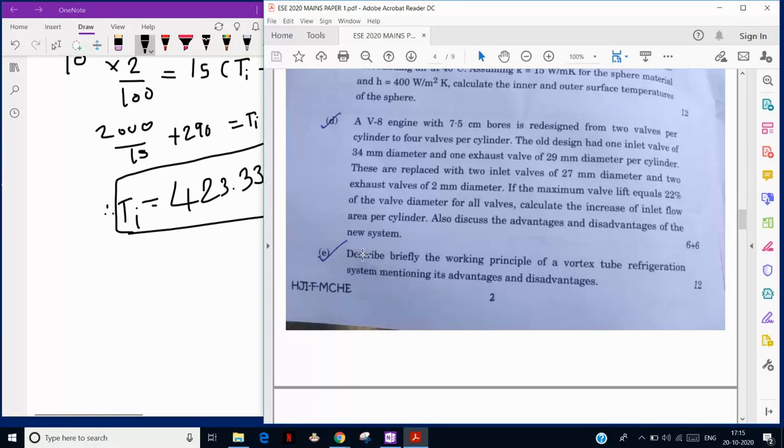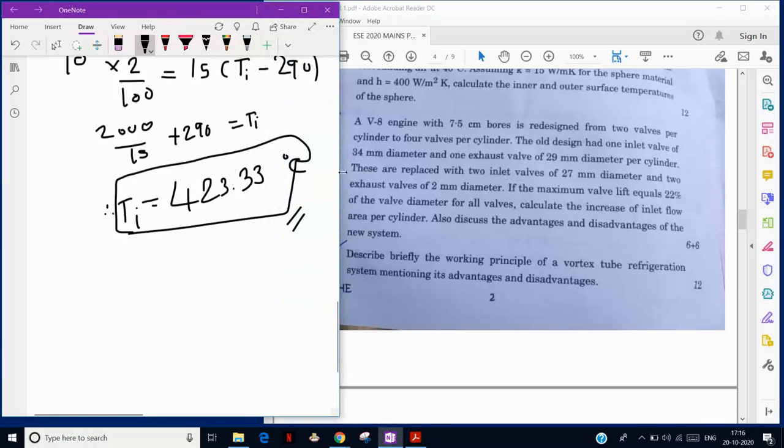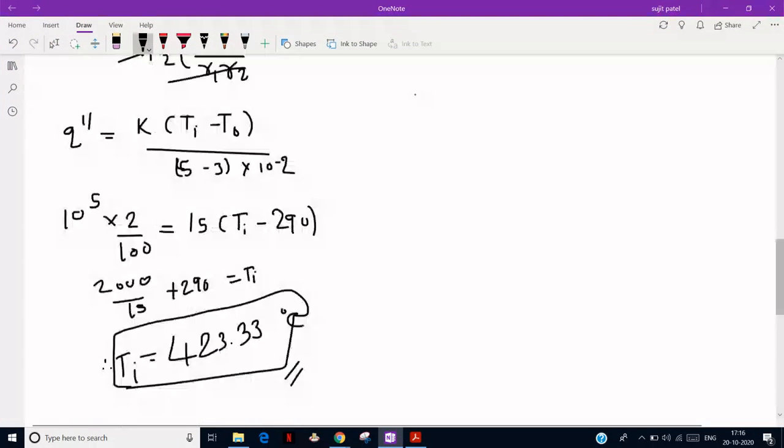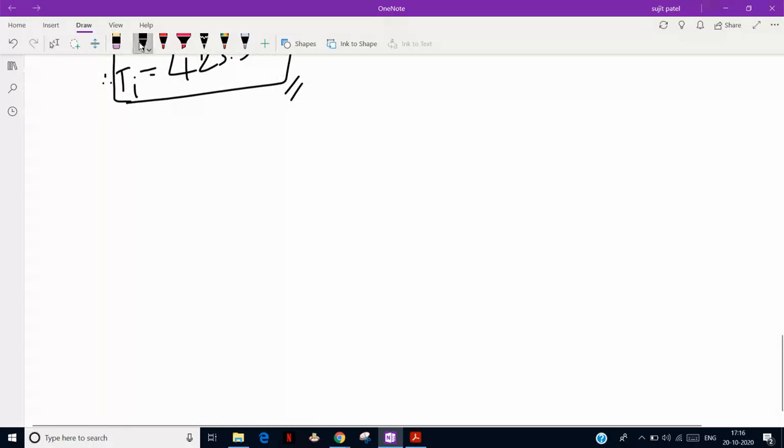Describe briefly the working principle of a vortex tube refrigeration system, mentioning its advantages and disadvantages. So what is the vortex tube refrigeration? First, let me draw it here on full screen. We have solved one numerical on this in thermodynamics also, and tomorrow I will solve that numerical. First, today I am explaining the theory behind it.